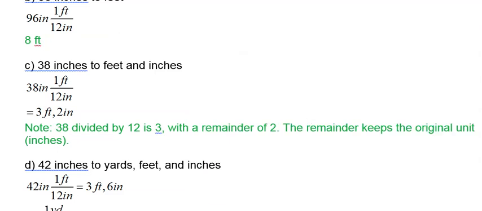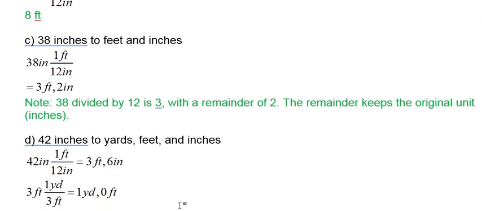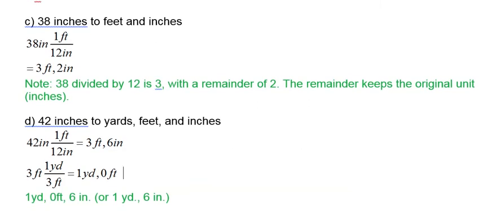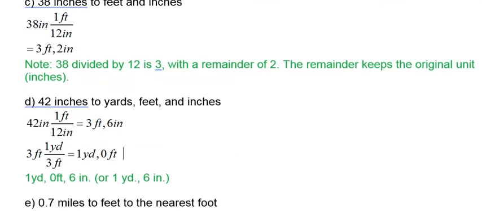Now that was just the 3 feet part of it, so we've got to put back together with those 6 inches to say that there is 1 yard, 0 feet, and 6 inches. The 0 feet is definitely optional. You could just say 1 yard and 6 inches. Would be just as clear.